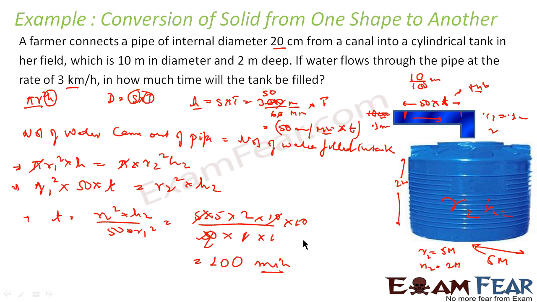So what is the logic we have followed? The volume of water that came out of this pipe will be equal to the volume of water filled in the tank. It says that the tank is filled completely. So the volume of water that filled in the tank is pi R2 square H2, and the volume of water that came out from the pipe is pi R1 square H, where H is nothing but 50 into T, where T is in minutes. Put all the values, solve it, we got T is equal to 100 minutes.